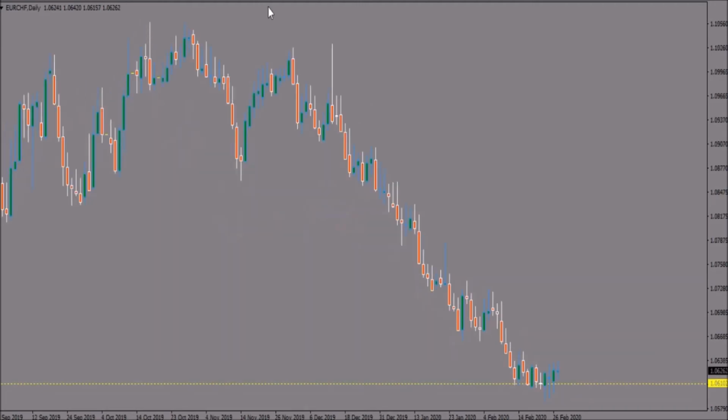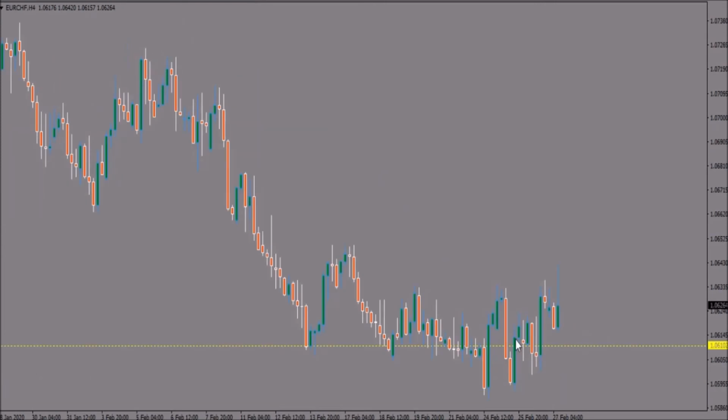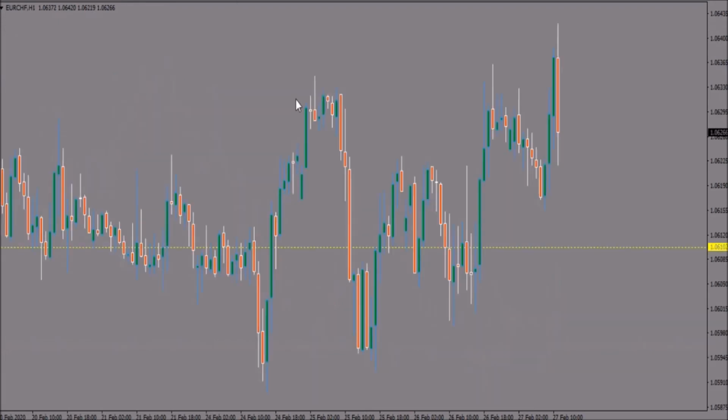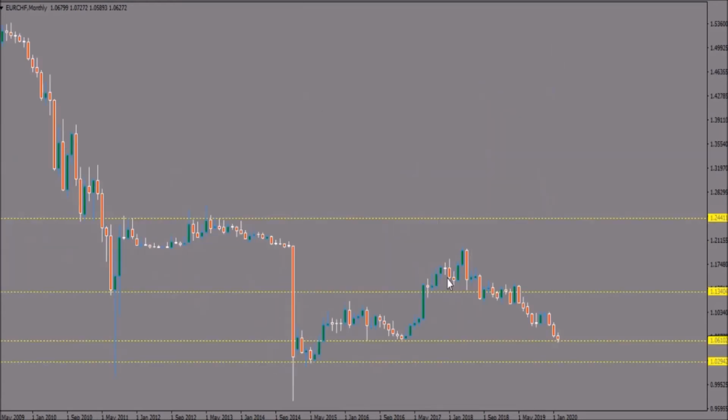Go down to day. Let's go down to 4 hours. You see it keeps coming down, comes down, comes down, and it keeps coming up, keeps going up, keeps going up. On the hour, you can see every time it goes down, it always comes back up. Every time it goes down, it comes back up. It's because you're looking at the monthly and using the monthly line, support and resistance.